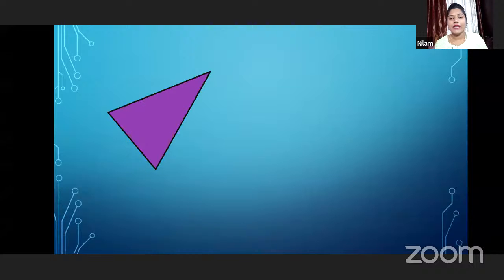So for finding out the area, first we will find out the base. You can consider any of the sides as the base. There are three sides of this triangle. You can consider any of the three sides as the base.